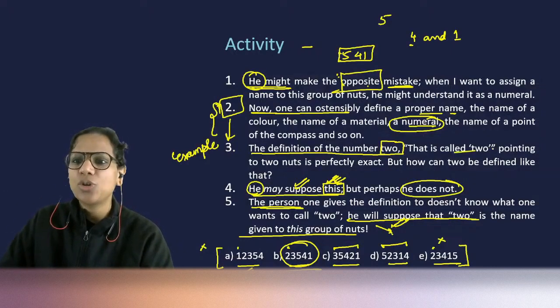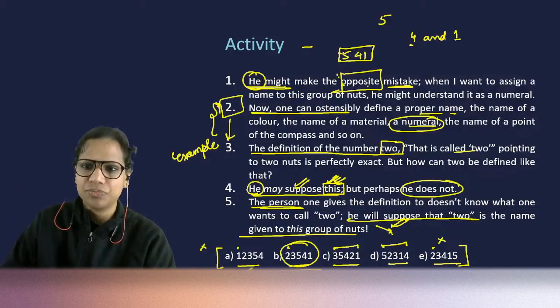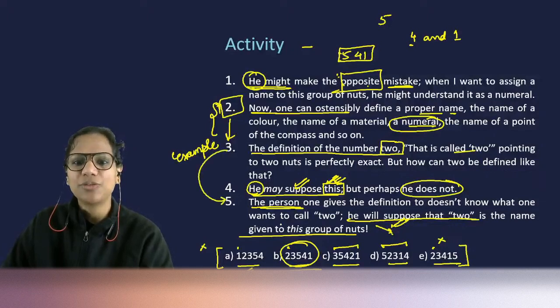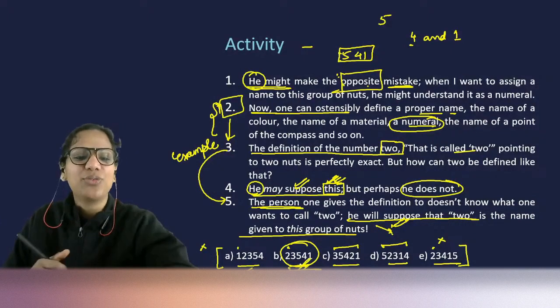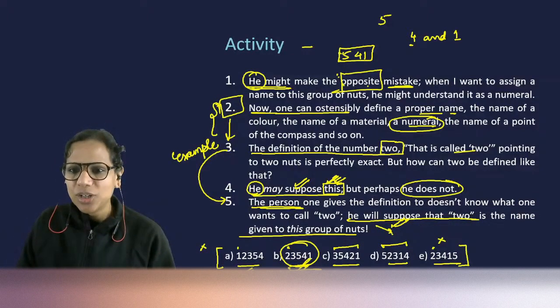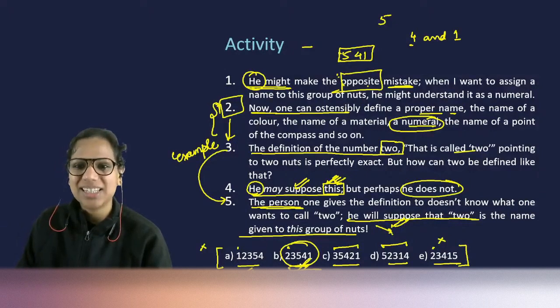So we talk about, okay, that you can point to two nuts and you can say that this is 2. But how can 2 be defined like that? Because the person you are giving definition to might suppose something, and he might even suppose the opposite. So you see, 2, 3, 5, 4, 1 is our sequence here. Good. I think one of you said B, but then deleted it later. Yash said B, right? So Yash, you were correct in your guess. B is the answer here.